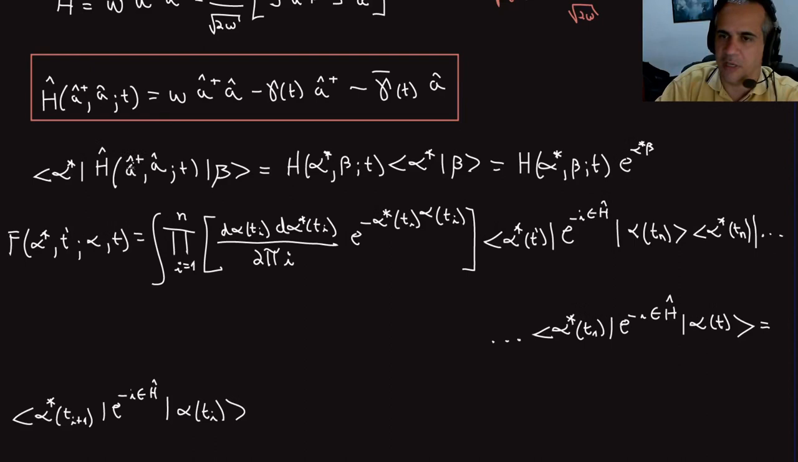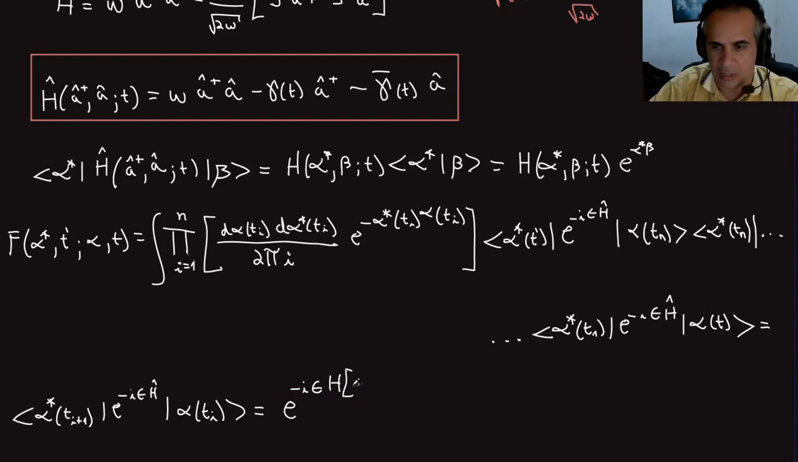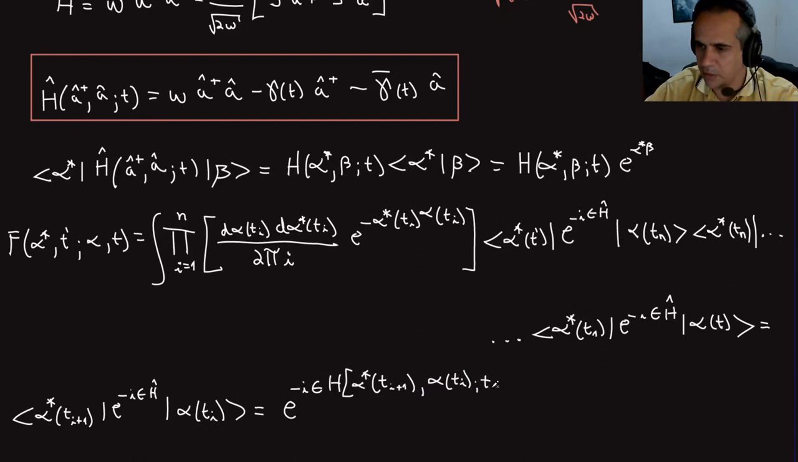Okay? And then reconstruct the exponential again. So this part will be just the exponential of minus i epsilon, the Hamiltonian, now not the operator, but the function that depends on alpha star of t(i+1) and alpha of ti. And then once I remove this exponential from this bracket, the bracket itself is just the normalization. It's just the exponential now of alpha star of t(i+1) alpha of ti.